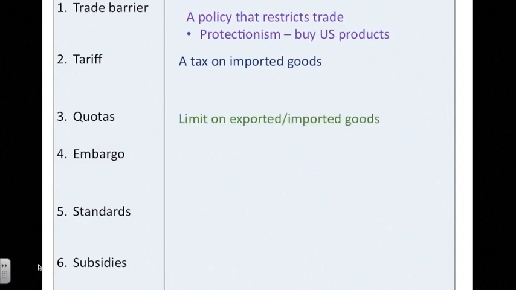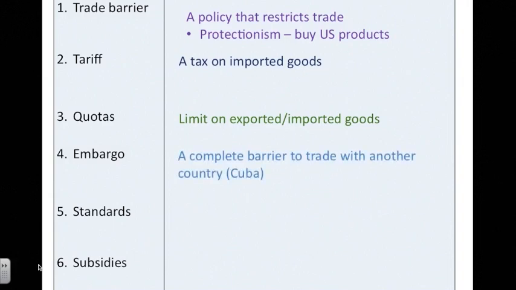Sometimes countries put limits on the amount of imported goods or exported goods allowed into the country or out of the country. One such quota that comes to my mind is the quota on sugar, which causes sugar to be slightly more expensive on average for the individual in the United States. An embargo is an outright barrier to trade with another country, a complete barrier to trade.